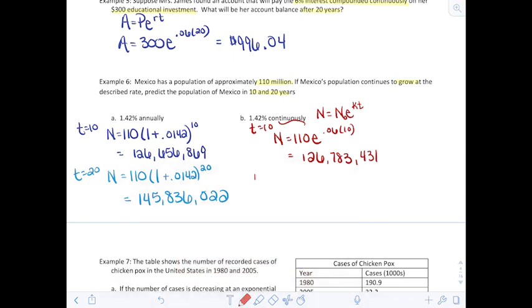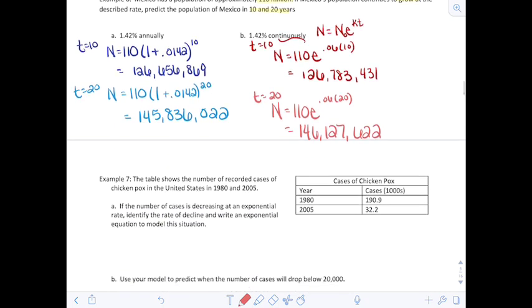Then I'm going to look at 20 years later, so t equaling 20, I have N equaling 110 e to the 0.06 times 20, and that population is 146,127,622. And there are your populations.